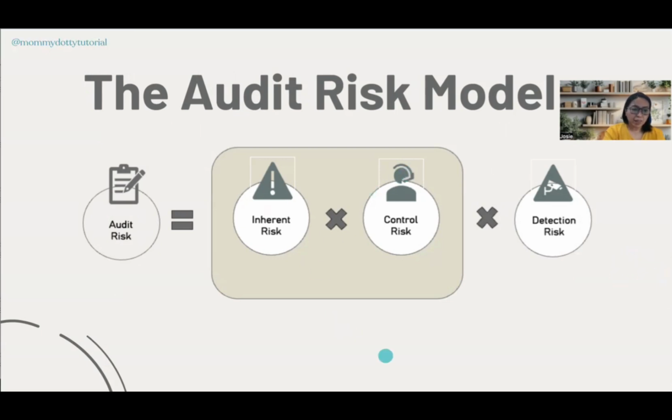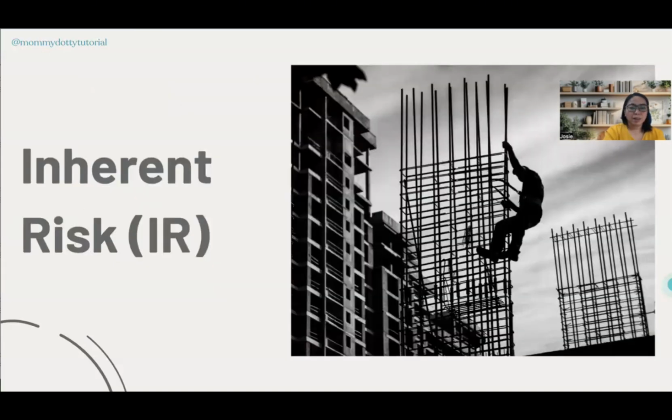Okay, now we have here the audit risk model. You have here: audit risk equals inherent risk times control risk times detection risk, but this is not actually a mathematical formula. Later on, we're going to discuss this more. Okay. So inherent risk. Let's go to the inherent risk now.